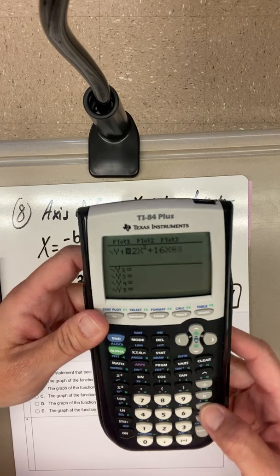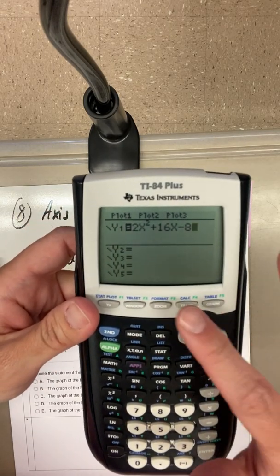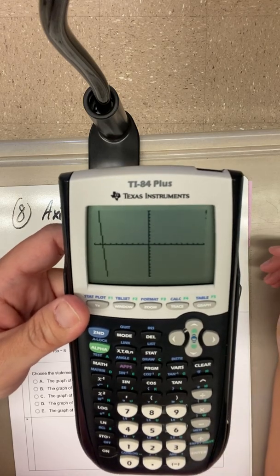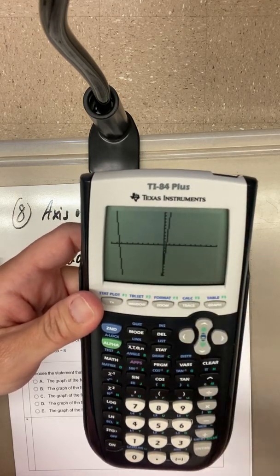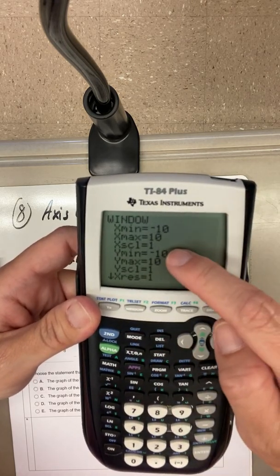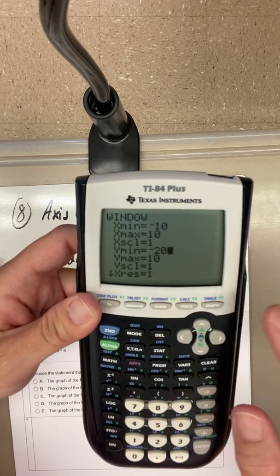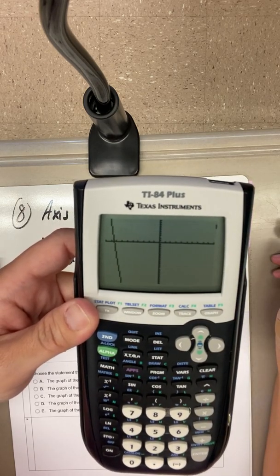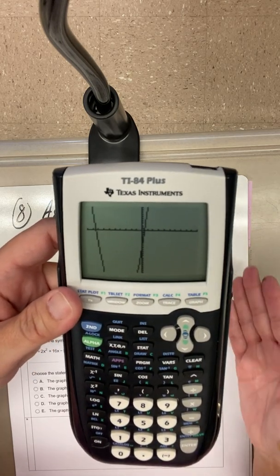Let's graph that. All right, so I'm typing in the equation 2x squared plus 16x minus 8. Zoom 6. So here's the parabola. You can't really see the vertex. If you want to change your window, you can change your y minimum down to like, I don't know, negative 20. Oh, not low enough. Well, anyway, we know that x equals negative 4.